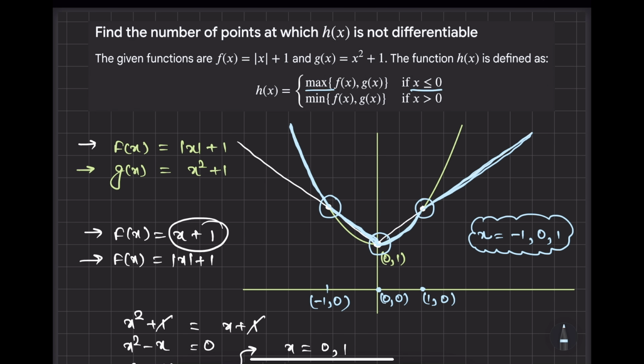And if you observe, it is continuous everywhere. So without lifting the pen, you can draw the graph. I hope the idea is clear and you can handle similar situations.